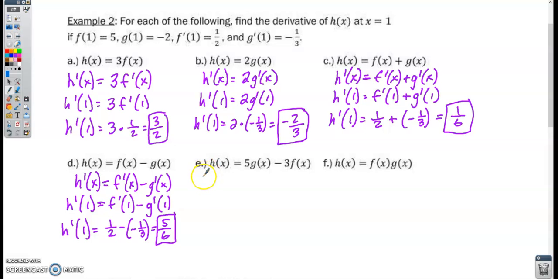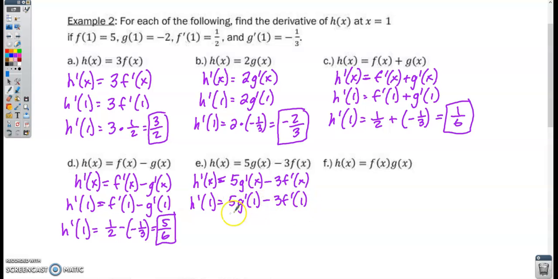All right, part E, h prime of x. We've got some constant multiples thrown in here, so this is going to be 5g prime of x minus 3f prime of x. And so h prime of 1 is equal to 5g prime of 1 minus 3f prime of 1. And then I'm going to substitute those values in. Let's see, g prime of 1 is -1/3, and f prime of 1 is 1/2.